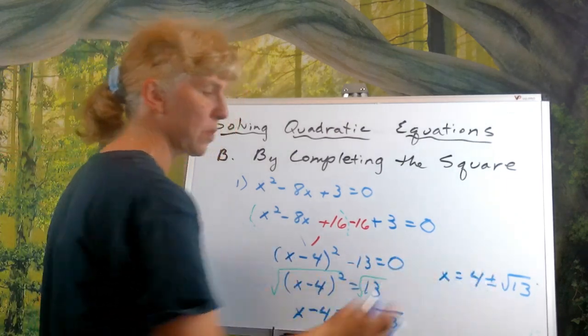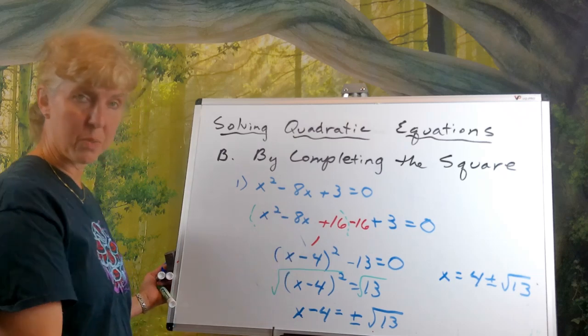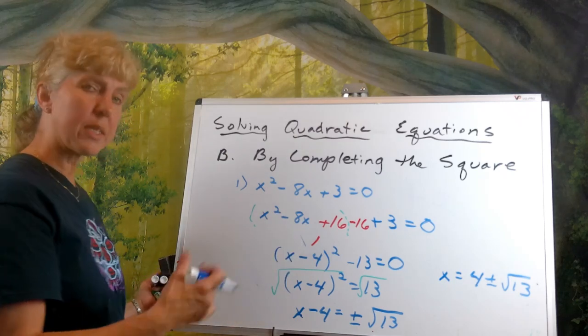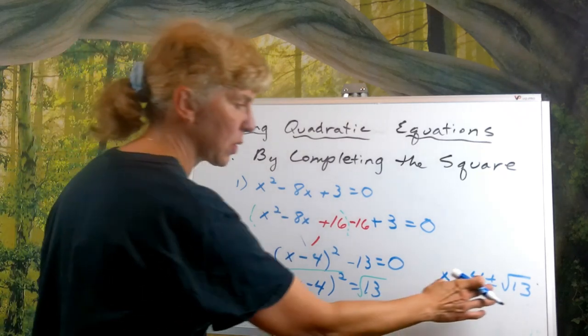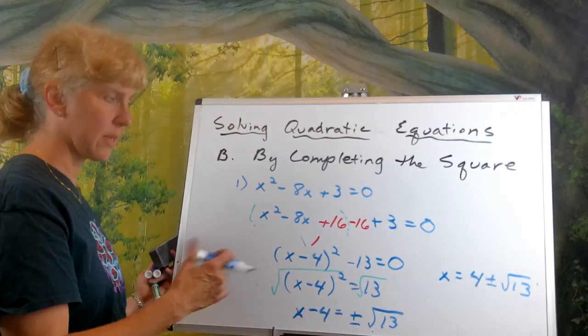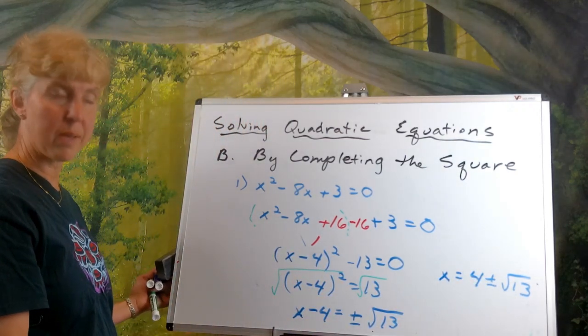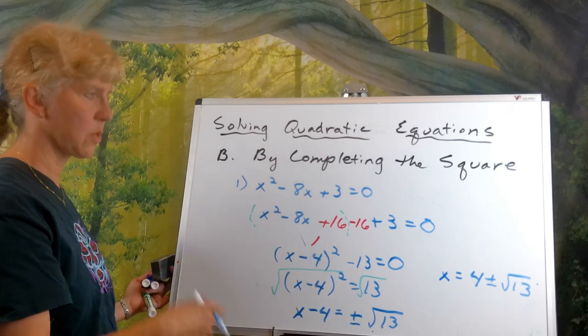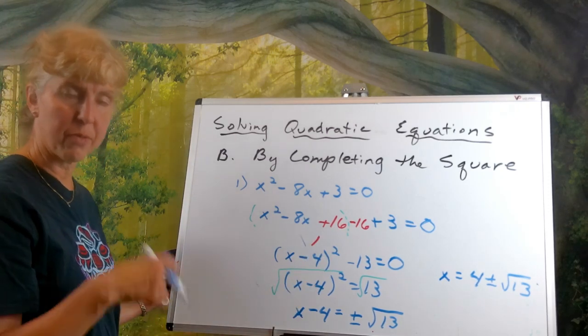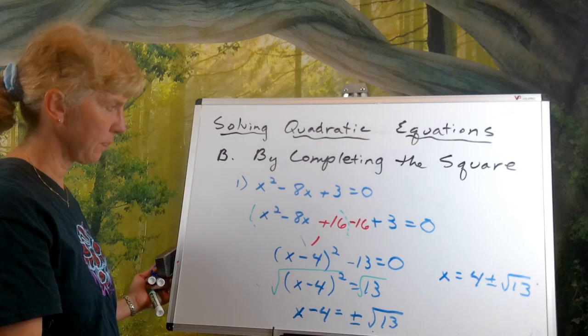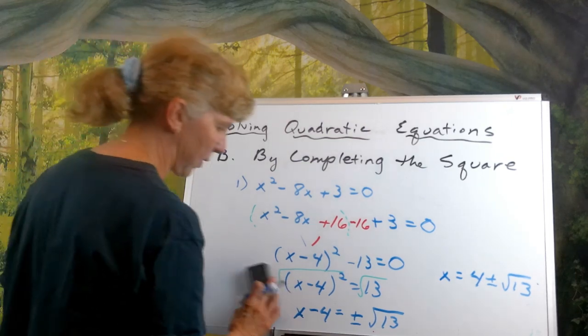There's 4 plus root 13 and 4 minus root 13. The other thing to keep an eye out for is sometimes you can simplify this radical. In this case I can't because 13 is prime, so I'm done. My 2 answers are 4 plus root 13 and 4 minus root 13. Okay, let's try another example.